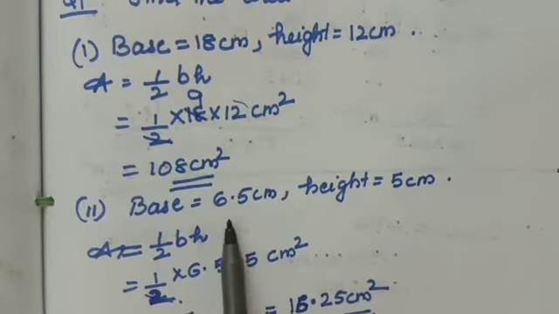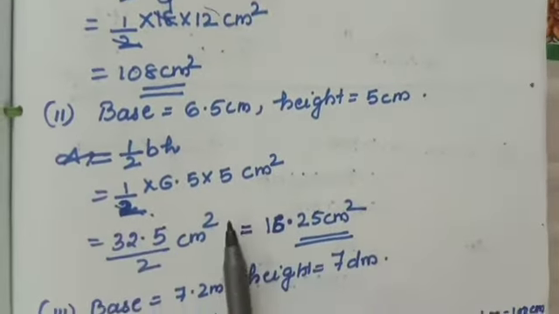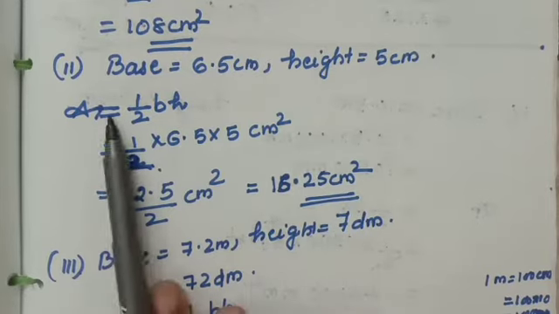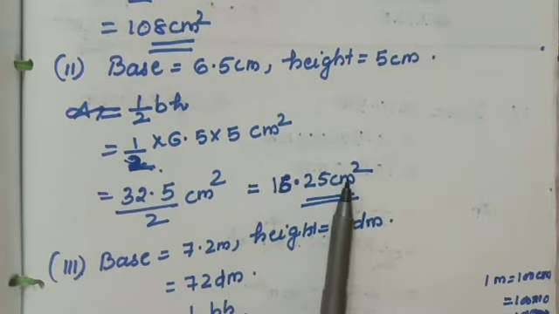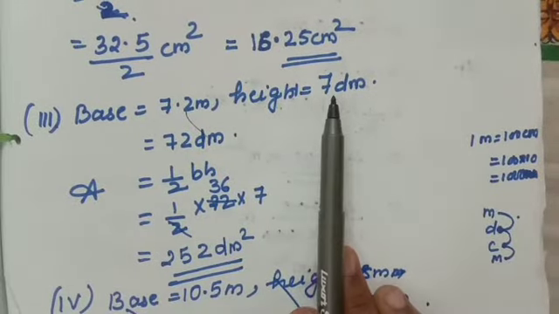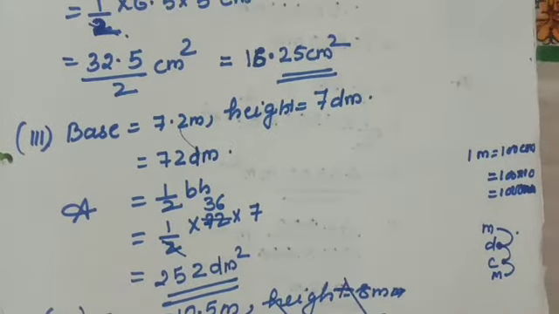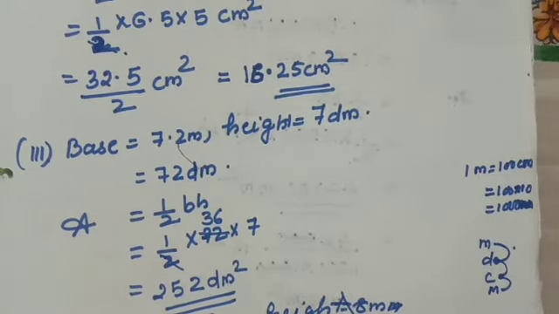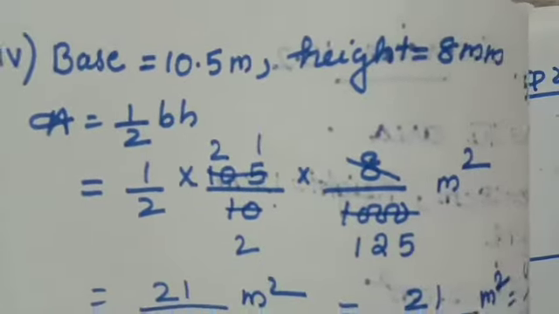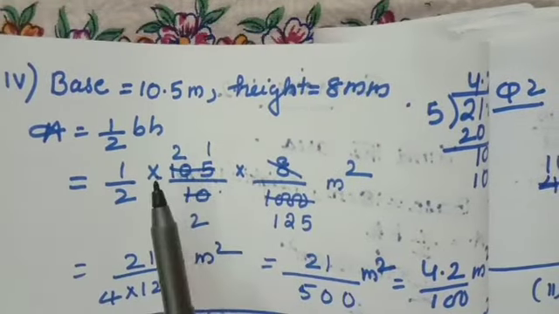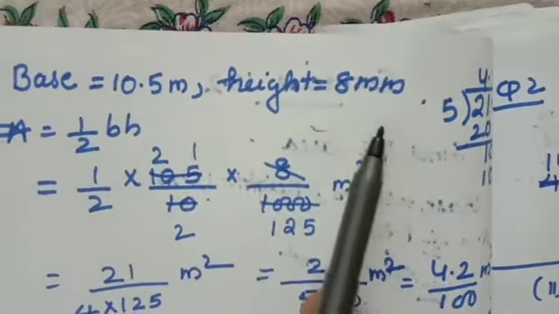Okay. Here also base and height given. Put it and you will get 16.25 centimeter. Area is centimeter square. Unit is very important, and the formula. Here also dm. Dm meaning decimeter. Only 252 decimeter square. Fourth one, base 10.5 meter, height 8 millimeter, meter and millimeter.